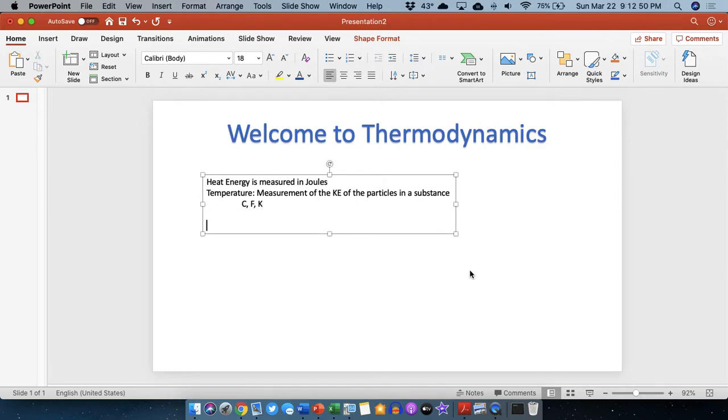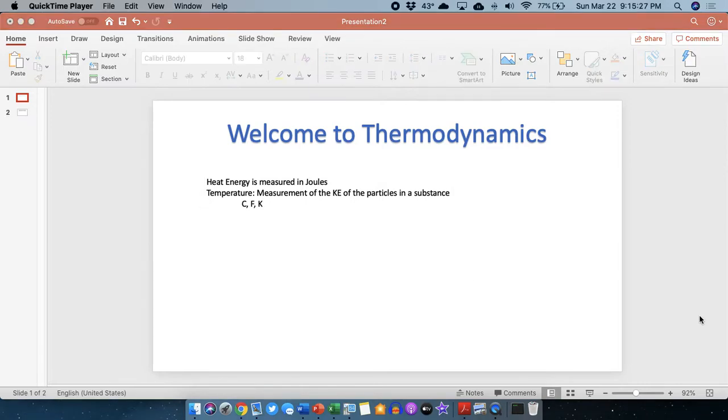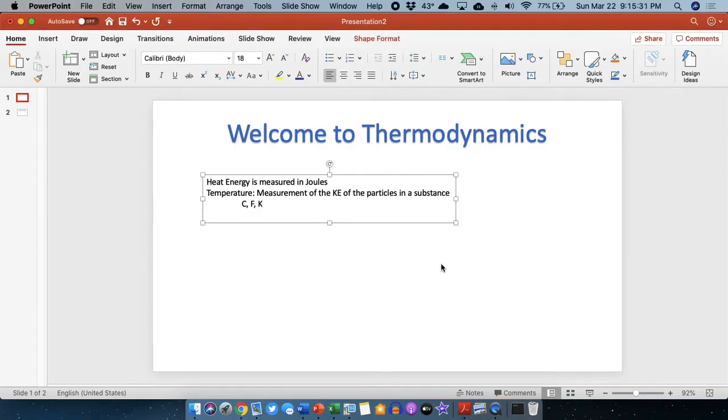Now, heat energy being measured in joules is not just a single thing. It's actually a mathematical function. And don't get scared when I say that. There's an equation here. Heat energy is a function of a substance's mass, something called its specific heat, and its change in temperature. Now, that begs the question, what the heck is specific heat?